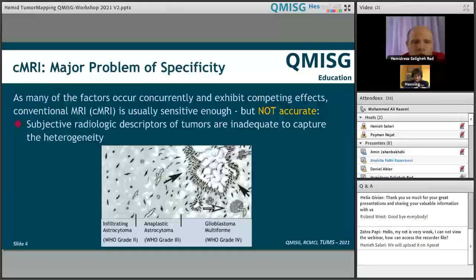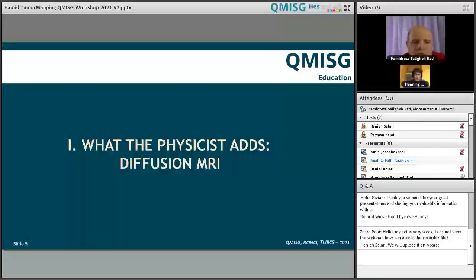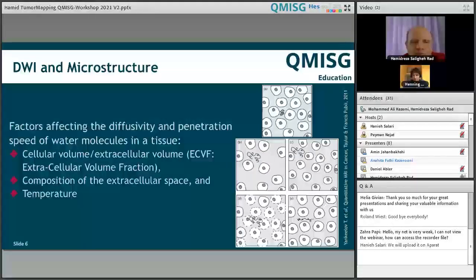Now we all know that the major problem of conventional MRI is lack of accuracy, lack of specificity, if you like. Anything abnormal and pathological shines up in conventional MRI. There are ways to help conventional MRI performance, which Dr. Fatty explained very well. Here I would like to introduce diffusion and perfusion MRI from the side of an MR physicist, with some more details.